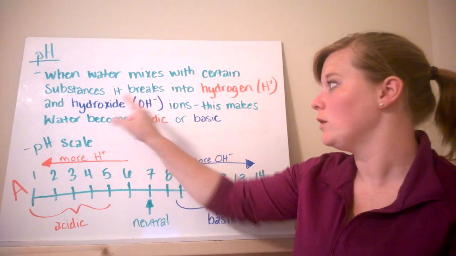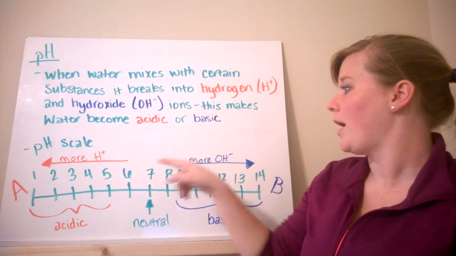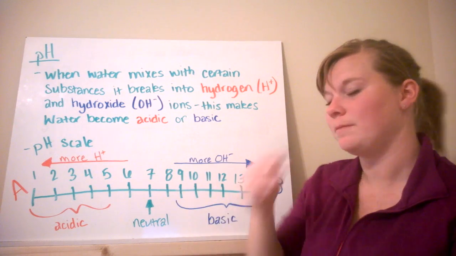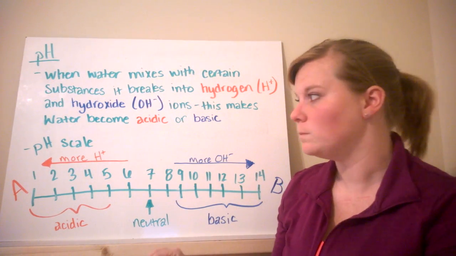So it's all color-coded. Where you see red, think hydrogen and acidic. If you see blue, think basic and hydroxide, right? So I would recommend that you color code this in your notes as well.